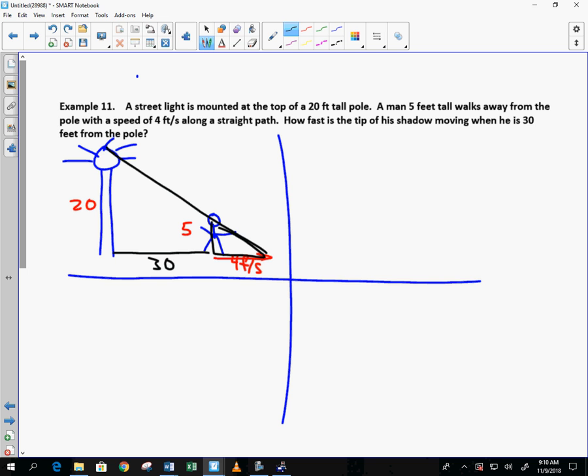Y angle. What's the other angle? 90 degrees. Very good. 90 and 90, and then they have this shared one. If two angles are the same, then the third angle is the same. If all the angles are the same, then they're similar. If they're similar, then the sides are proportional. Awesome. Let's set up a proportion. I got the height over the shadow.